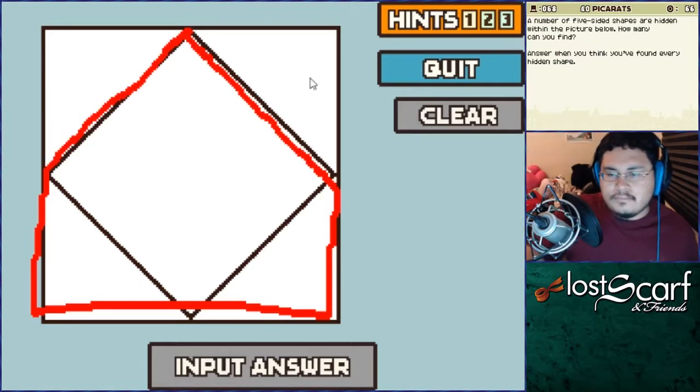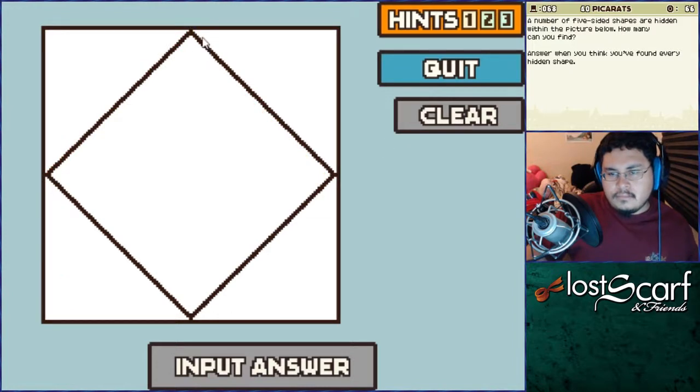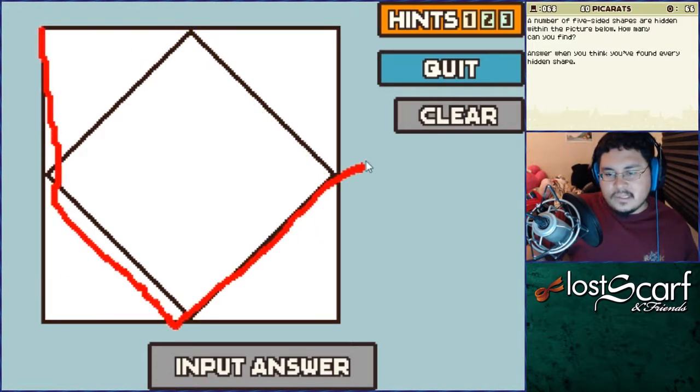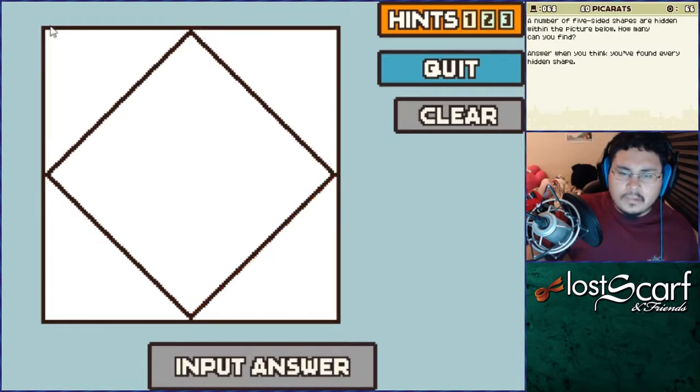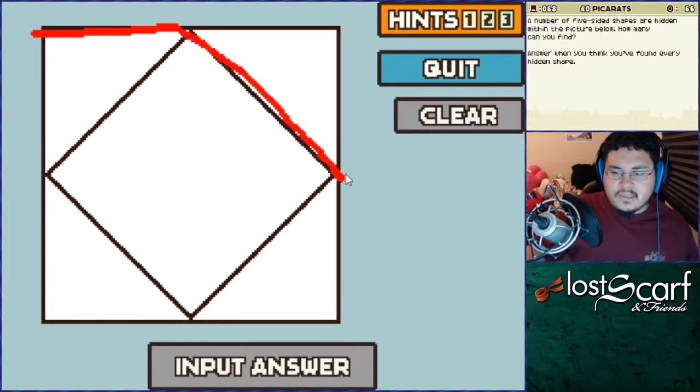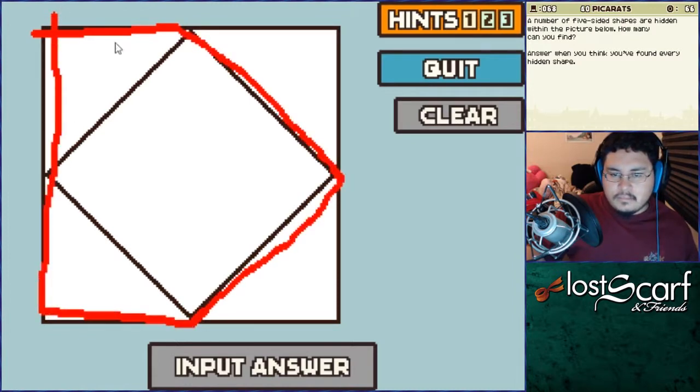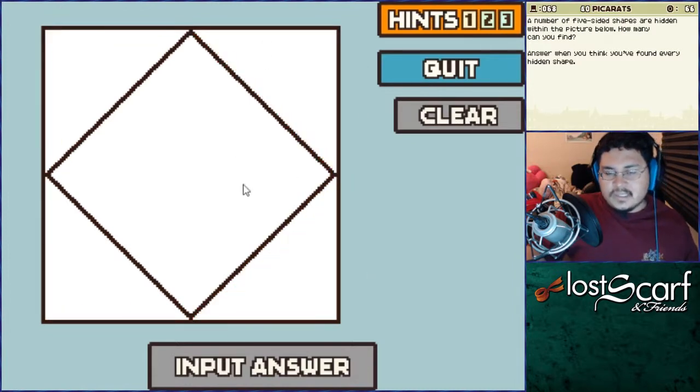That's one. The upside down is also one, right? Like, that counts as another one, right? So then you've got this one as well. Those are the four easy ones. Now that's four. Are there any others?